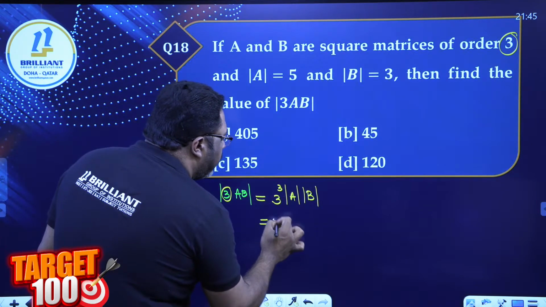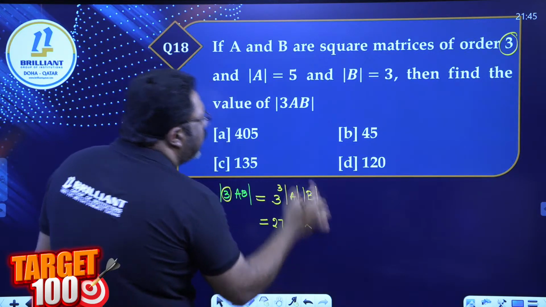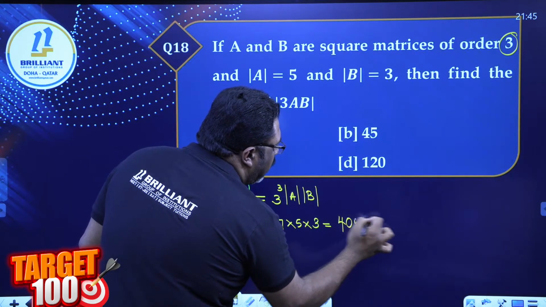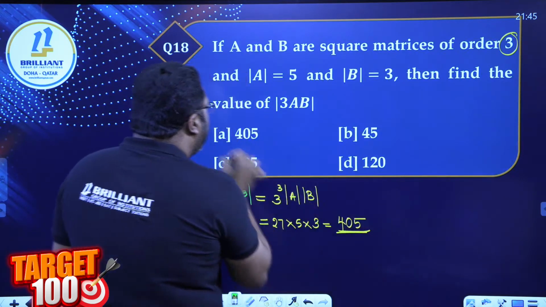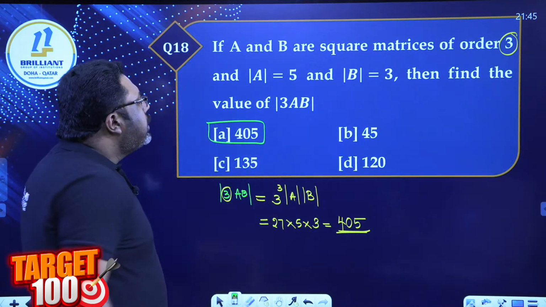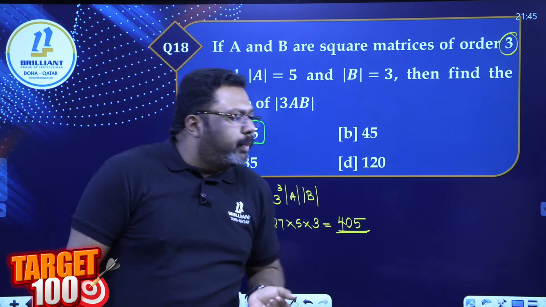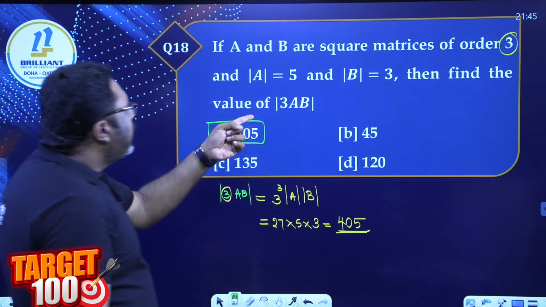3 raised to 3 is 27. Determinant A is 5, determinant B is 3. Multiply, and the answer is 405. Option A. This is a simple question based on multiplying a number with the product of two matrices. Got it? Anyone having a doubt in this?